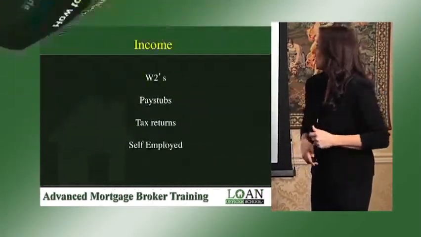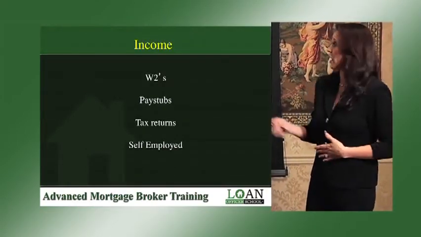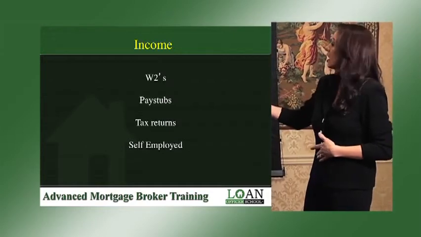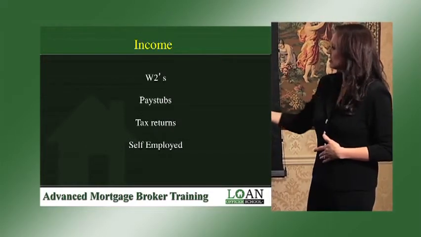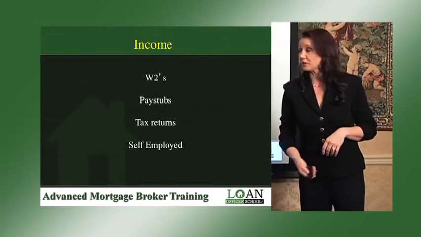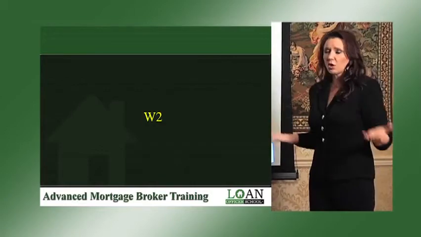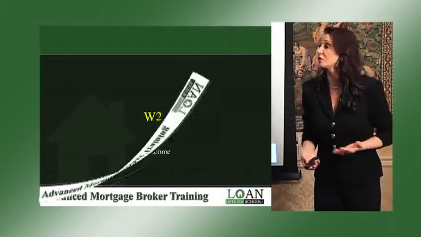All right, income. Most primary types of income that you're going to ever have to calculate are those off of W-2s, pay stubs, tax returns, and a few extra things that you need to look at when it comes to self-employed borrowers. Now, step number one is looking at a borrower's W-2. A whole bunch of numbers on it, but what are you really looking for?